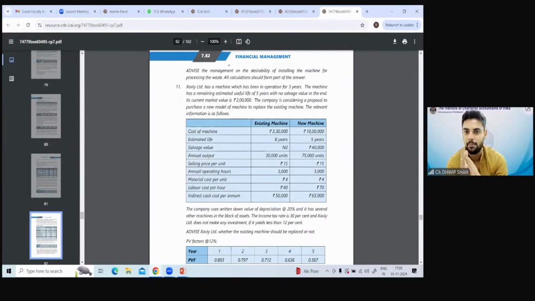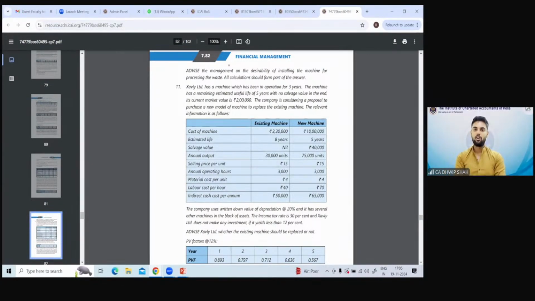What is the incremental approach? You first calculate NPV as if the existing machine had been continued. What is your first step? You calculate NPV as if the existing machine was continued in the company. Next step, calculate NPV as if the new machine had replaced the existing machine. And then compare both the NPVs and find the incremental NPV.